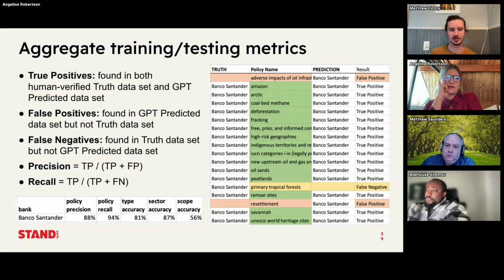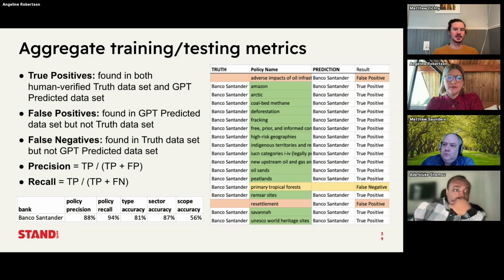The policies highlighted in orange are false positives because GPT incorrectly found a policy that was not in the truth data set. As you can see in the top row, adverse impacts of oil infrastructure. There's a blank under the truth column because there really was not a policy about that. And the policy highlighted in yellow is an example of a false negative because there was a policy in the truth data set that GPT missed. In this case, primary tropical forests has a blank in the prediction column because GPT failed to find it.